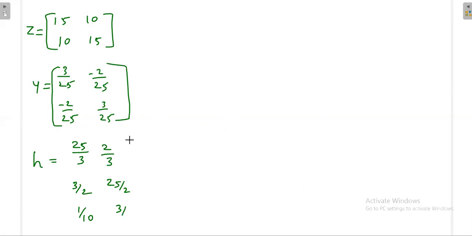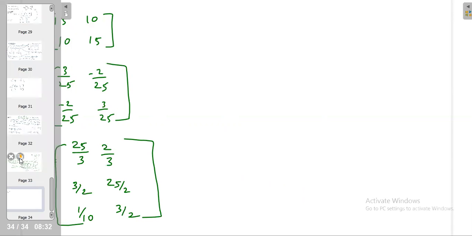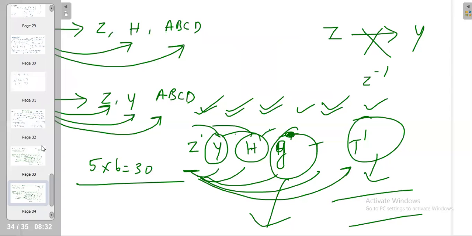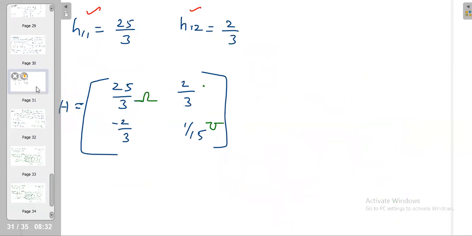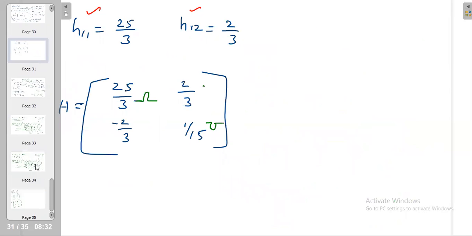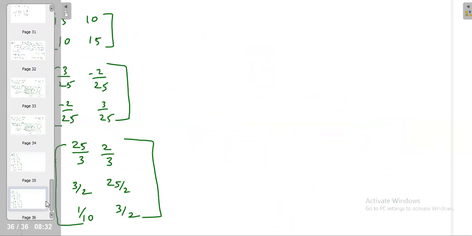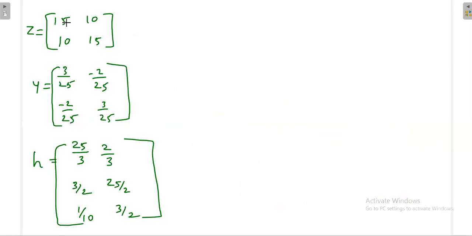Again, from this you can get some results. So from this, what is the observation? Because the given network is a symmetrical network. The given network is definitely a symmetrical network, and also the given network is a reciprocal network.